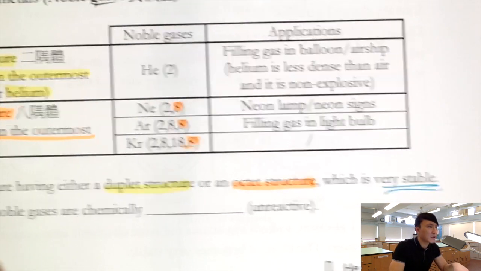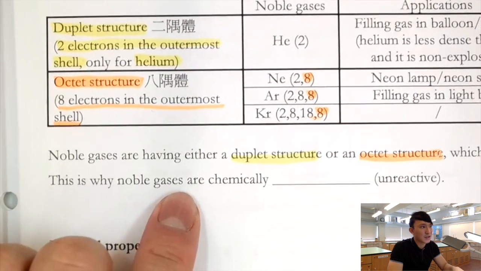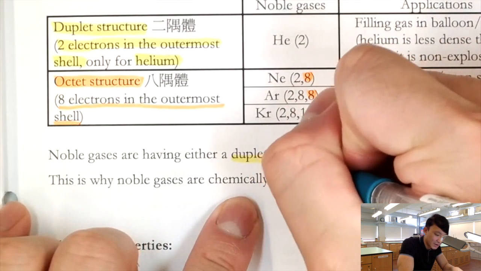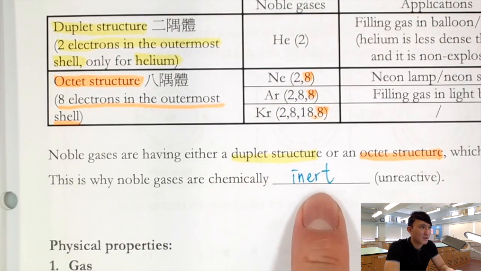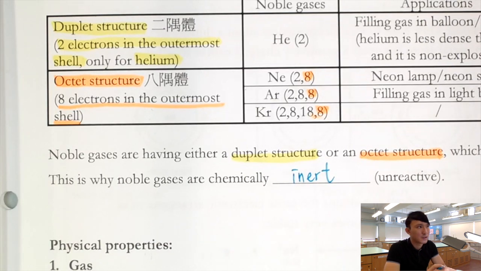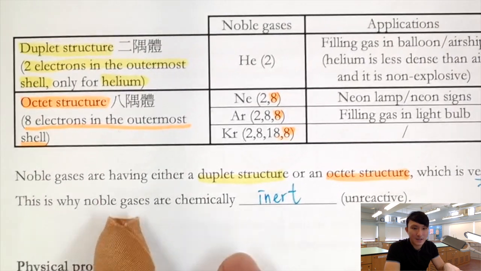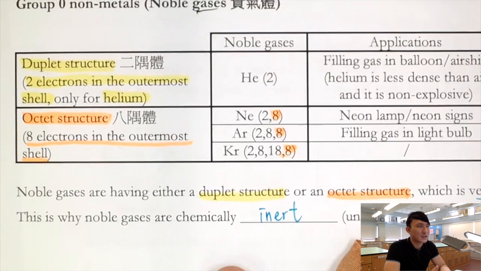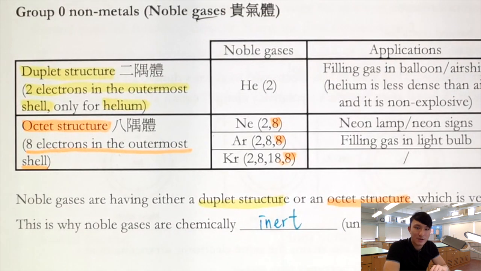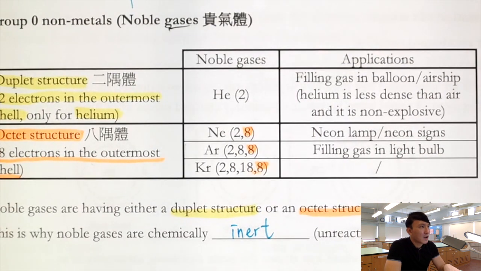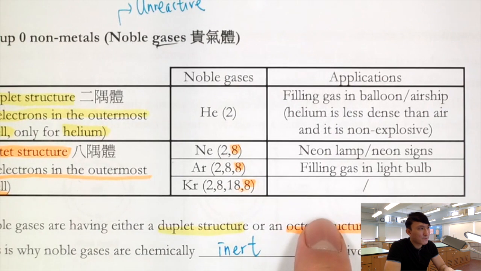Okay, very stable. So that's why noble gases are chemically inert. Inert basically means unreactive. So in the DSE syllabus, you can basically assume that all noble gases have no reaction at all. Now, I also want to talk about the applications, because these noble gases being so stable will have their applications.